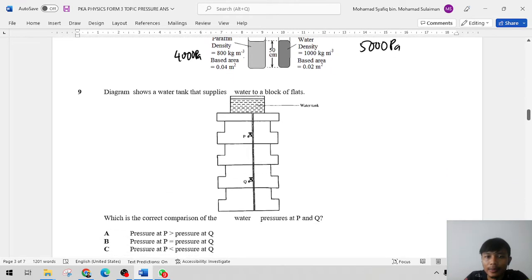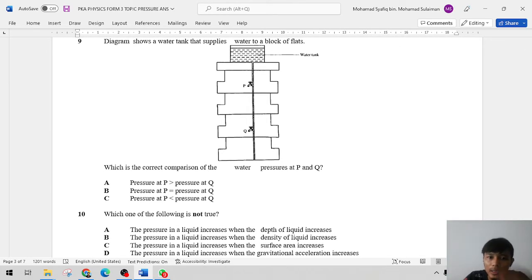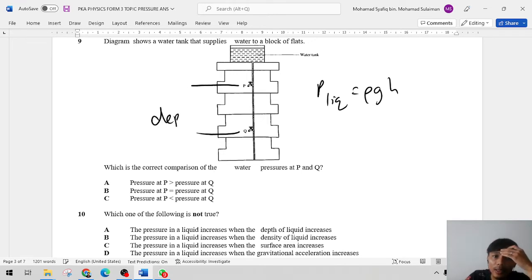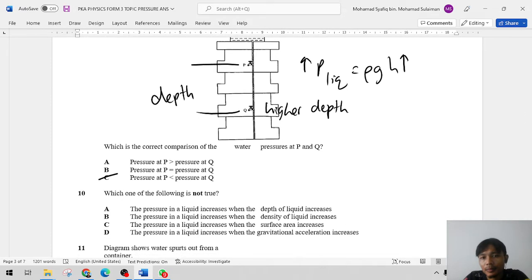Right, number 9. So again, we have a water tank at the top of a flat. What is the correct comparison? Alright, because pressure in liquid equal to rho GH, the difference between P and Q is depth. Okay, so Q has higher depth, so higher depth, higher pressure. So pressure at Q is higher than pressure at P. Okay, higher depth, higher pressure.